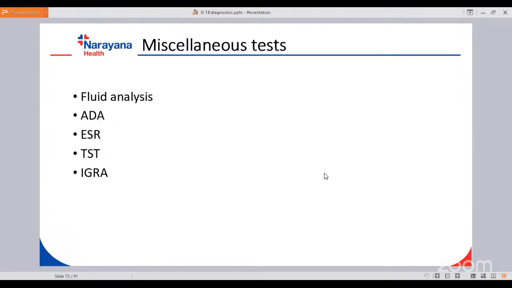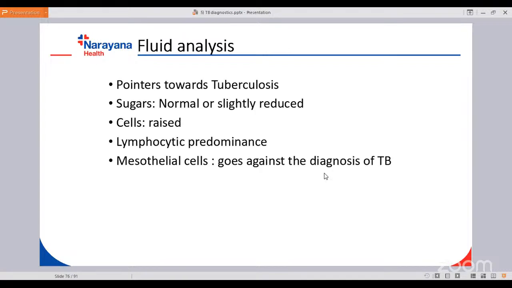Coming to miscellaneous tests, I'm just going to touch a little on these other non-specific tests because these are very commonly used and everybody has some myths about the test, and I would like to clarify. Very quickly, coming to fluids. When you send pleural fluids or CSFs, what are the pointers towards tuberculosis? The sugars may be normal or slightly reduced. Cells will be raised with lymphocytic predominance. The presence of mesothelial cells in your fluids goes against the diagnosis.